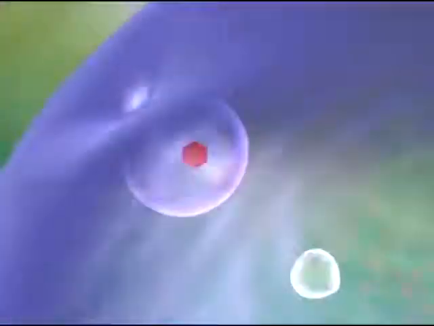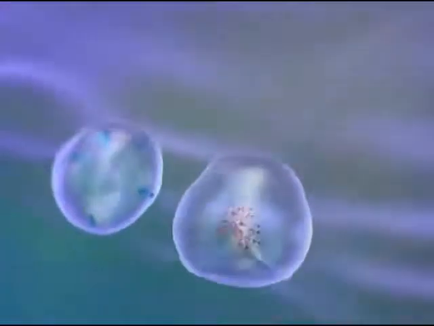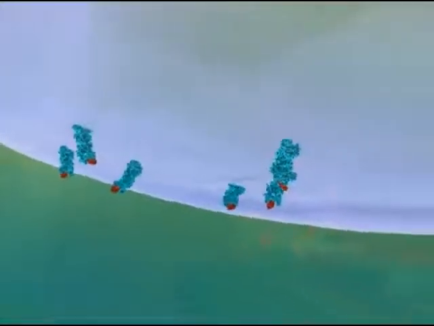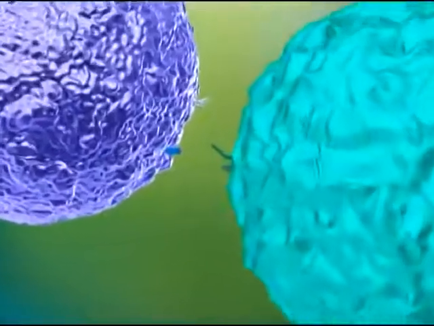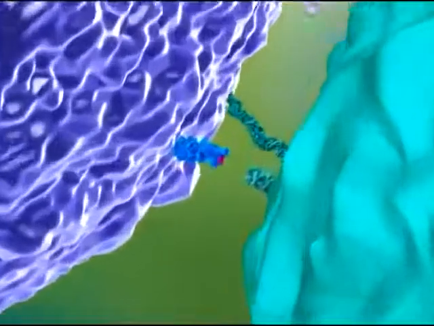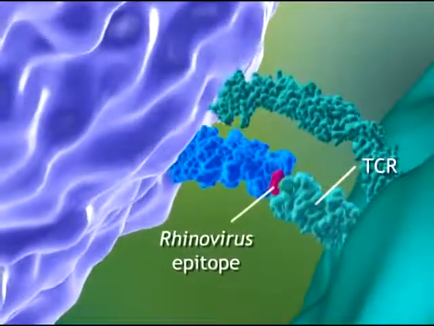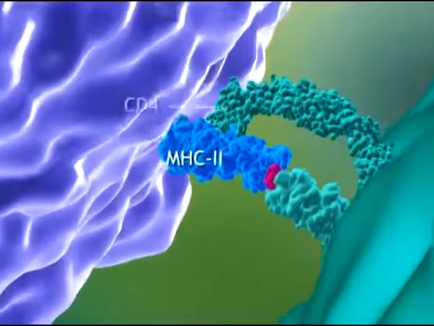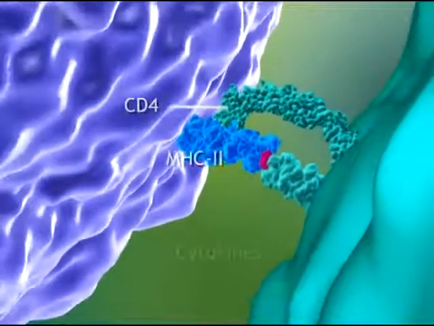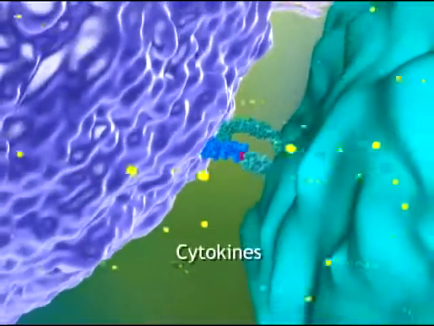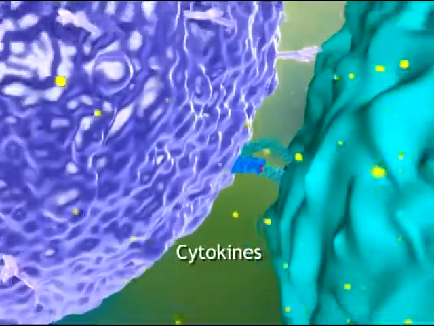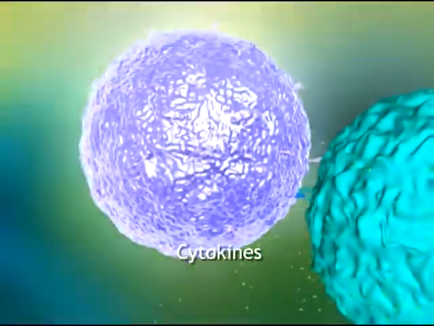The selected B cell takes in the rhinovirus, degrades it, and presents the rhinovirus epitope with its MHC2. Our mature helper T cell recognizes the rhinovirus epitope with its TCR and the MHC2 with its CD4. Then, the helper T cell secretes chemical messengers known as cytokines that activate the B cell.